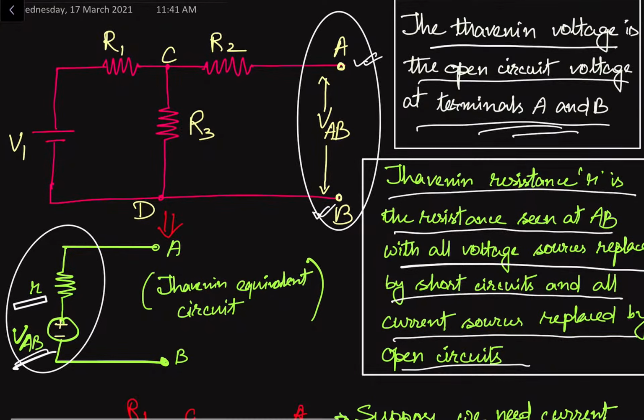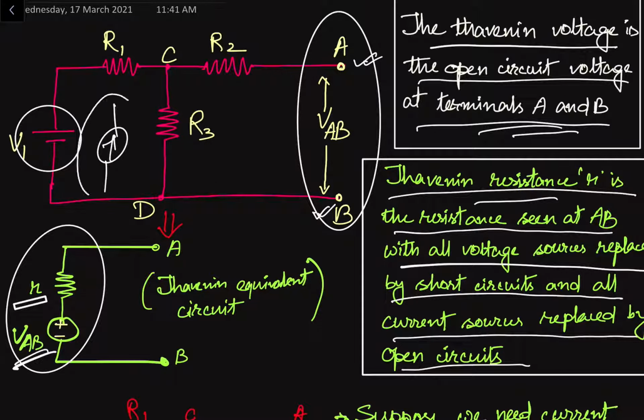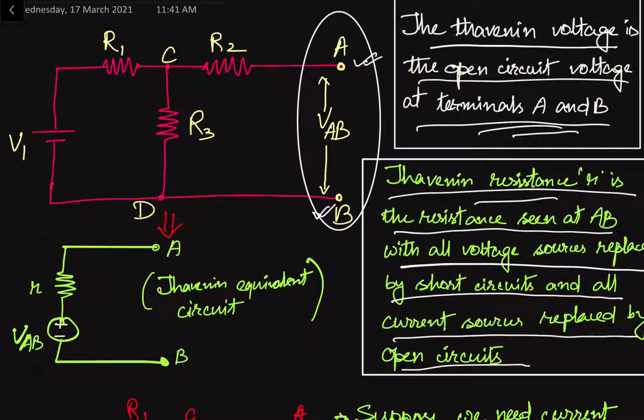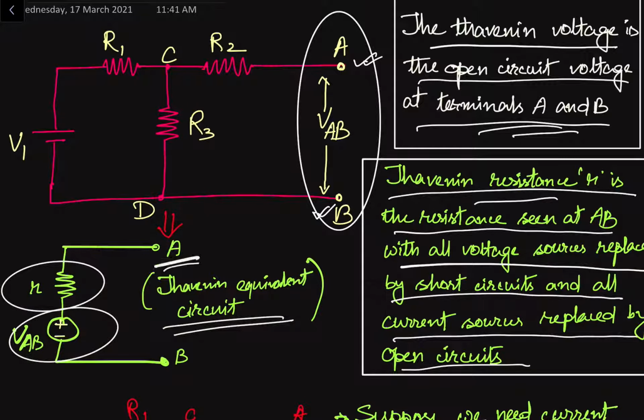If we have a voltage source like this one, we have to replace this voltage source with a short circuit for finding out the Thevenin resistance. And if there is a current source, then we have to replace it with an open circuit. Open circuit means infinite impedance. So the Thevenin's equivalent circuit will look like this. Here we have a Thevenin's voltage VAB and a Thevenin's resistance small r, and the terminals are A and B.